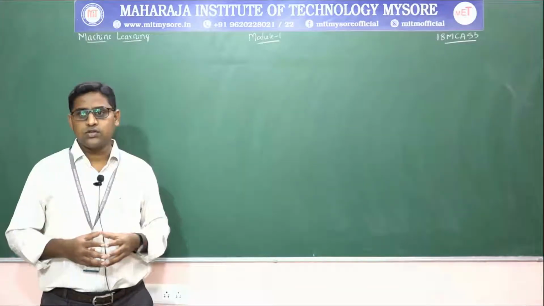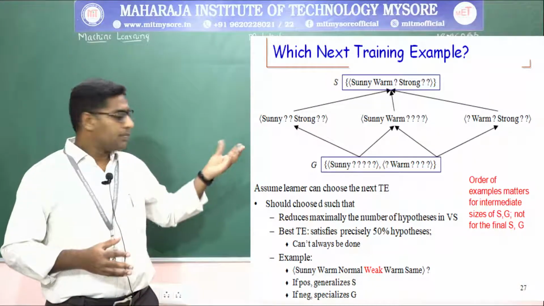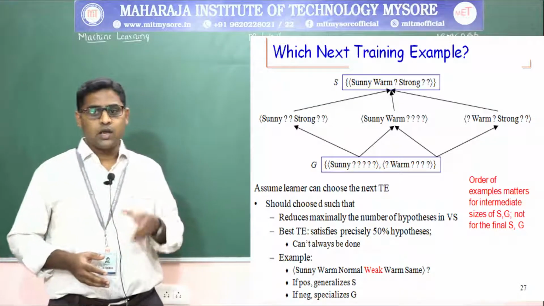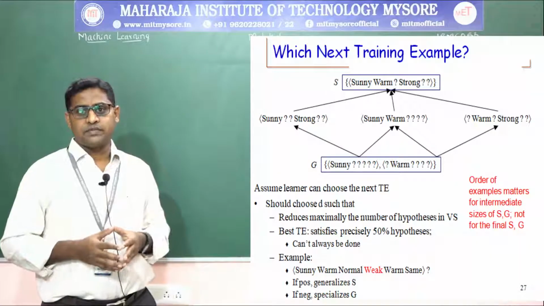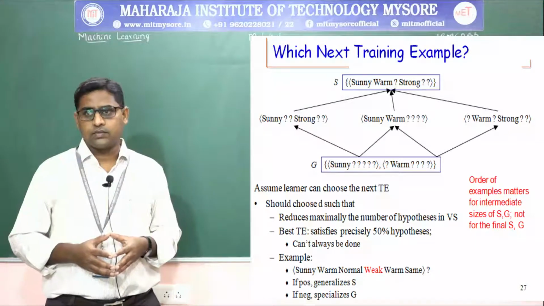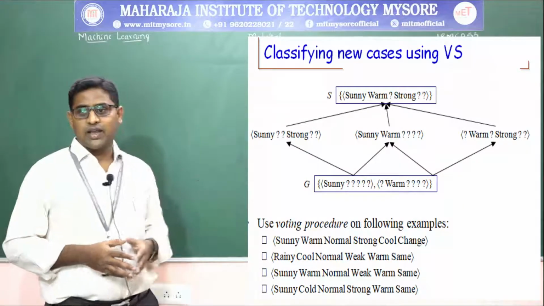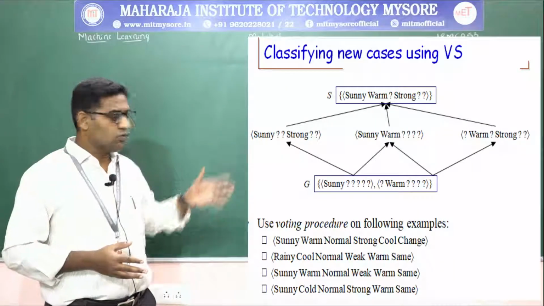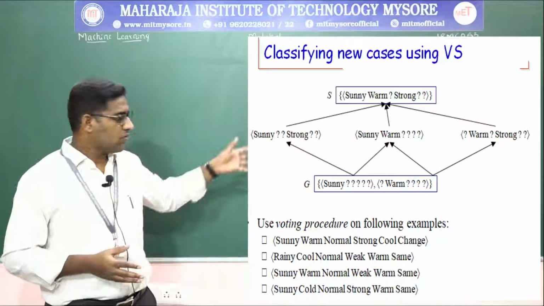Here, assuming that the learner can choose the next training example such that it reduces the maximal number of hypotheses in the version space, the best training example satisfies precisely 50% of the hypotheses, which cannot always be done. But still, for example, if we consider the positive examples, then it can be generalized from specific values. If we consider the negative examples, then it can go from specific values to generalized values. Now if we are trying to classify new cases using version space, then we can classify by the voting procedure on the example. So for the same example, if we do the voting procedure, then it will be like sunny, rainy, sunny and sunny. This is how it will be classified in the form of a voting procedure.